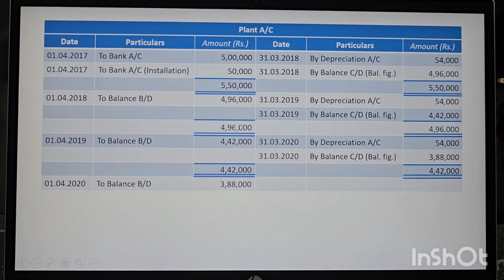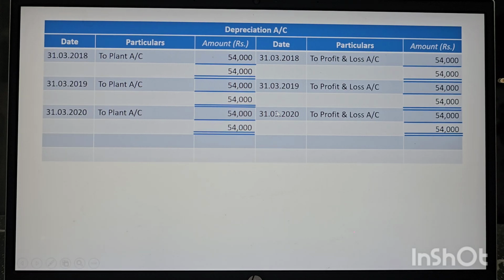Now in the next year, what has happened? We have again the depreciation for the entire year of 31st of March 2019, by depreciation account, the amount of 54,000. Once this amount has been transferred, the net residual balance at the balance CD is around 4,42,000. And if we again go to the P&L account, to plant account 54,000 and to profit and loss account 54,000. This is the amount that we are again transferring to the profit and loss account.